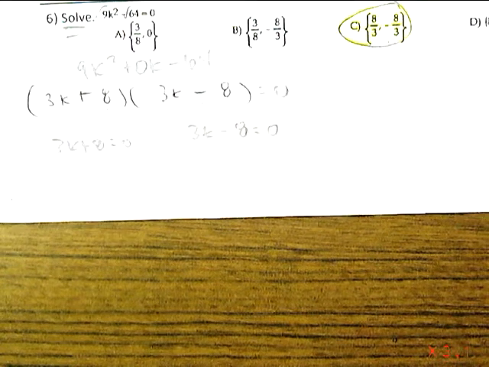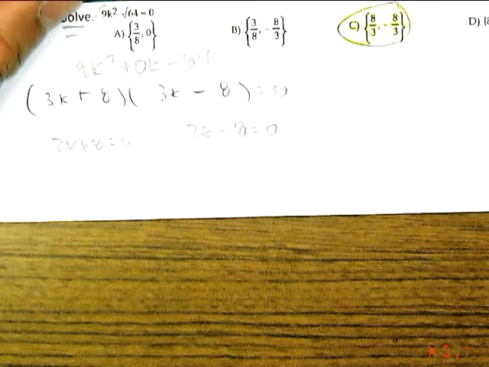So 6 questions on the front page, 2 points apiece. That page was 12 points.